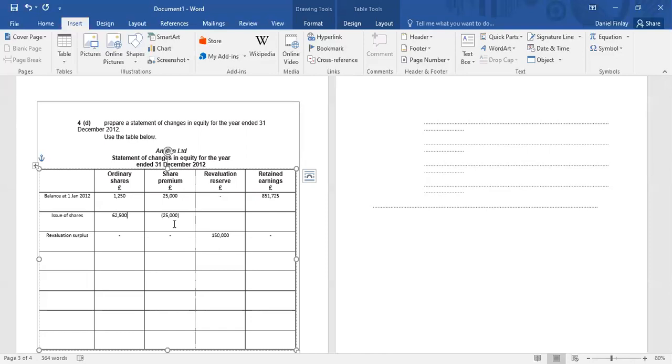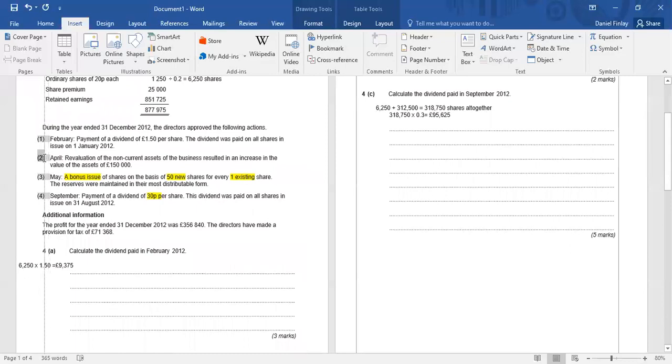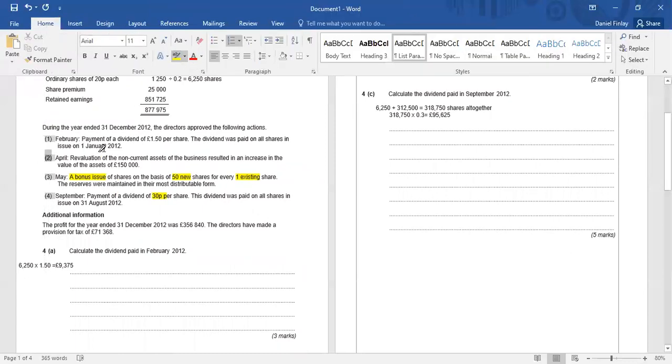62,500, take away 25,000, still leaves us with 37,500. So we can either take it away from the revaluation or retained earnings. But remember, retained earnings, we can use that to pay for dividends. So we don't want to really get rid of that. So instead, we take it away from the revaluation reserve. Because remember, a bonus issue doesn't actually increase my equity. Okay, then the last thing, so we've done the revaluation. I should have done that one first, but it doesn't matter. We've done the bonus, done that one. So now it's just the dividends.